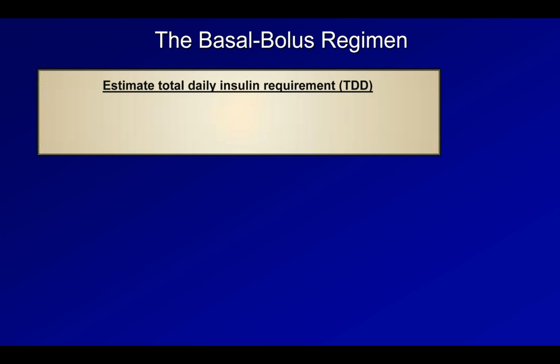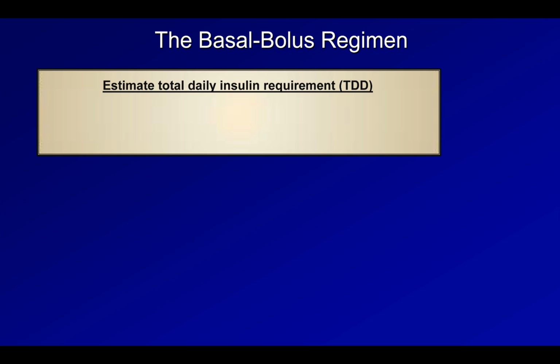Creating the Basal-Bolus Regimen is a multi-step process that begins with estimating the total daily insulin requirement, abbreviated TDD for total daily dose. There are several very simple equations described in the literature to do this, some of which are more conservative or liberal with insulin than others. The following is a rough average of the different approaches that are out there.